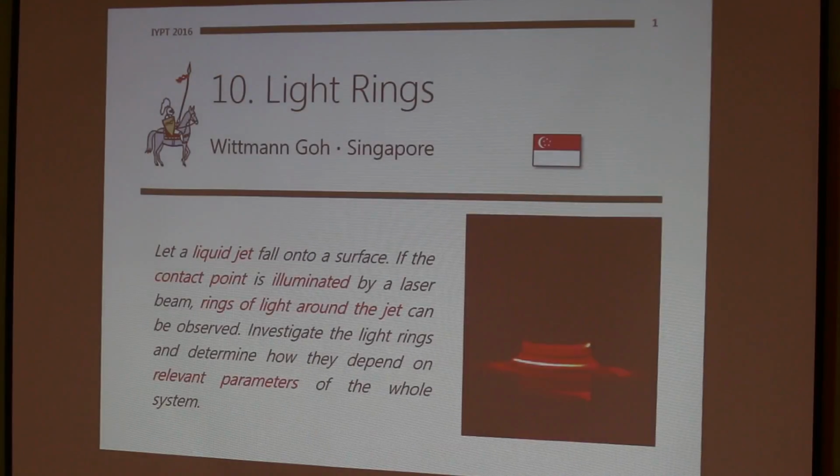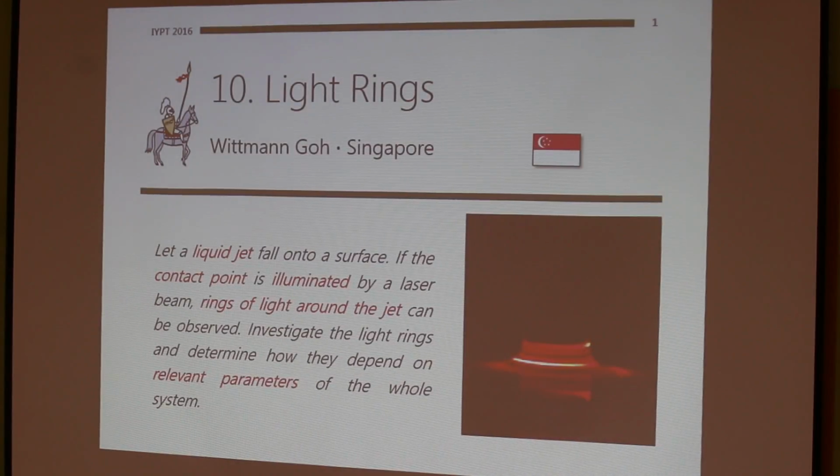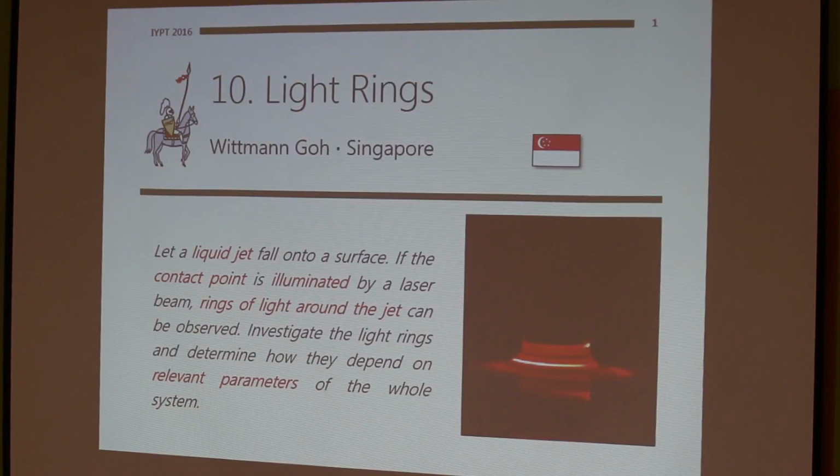We are supposed to let a liquid jet fall onto a surface, and when we illuminate the contact point with a laser beam, we can observe the formation of rings of light around the jet, as you can see in the picture over here. And so our task for this problem is to investigate these light rings and determine how they depend on the relevant parameters of the system.